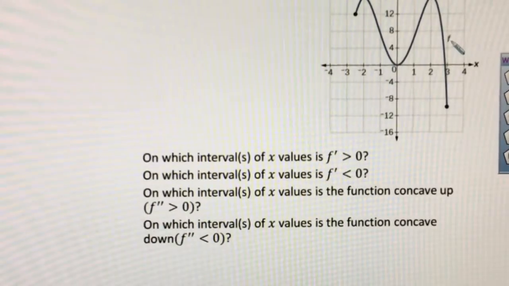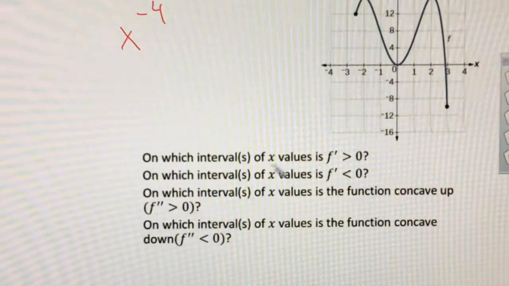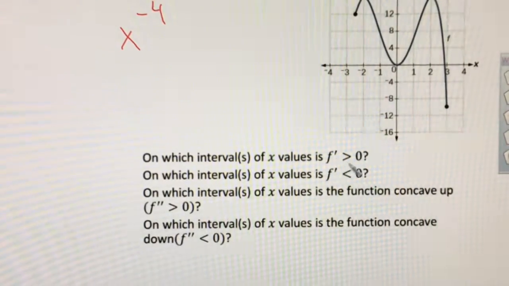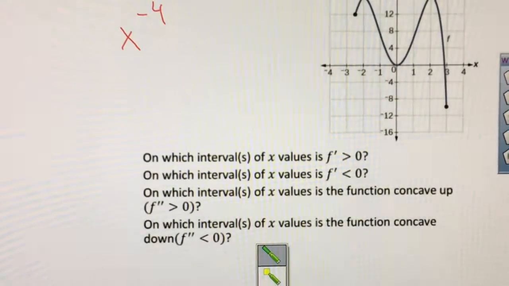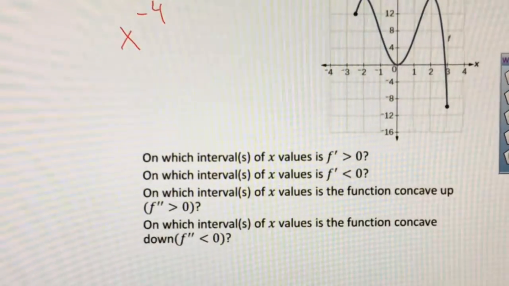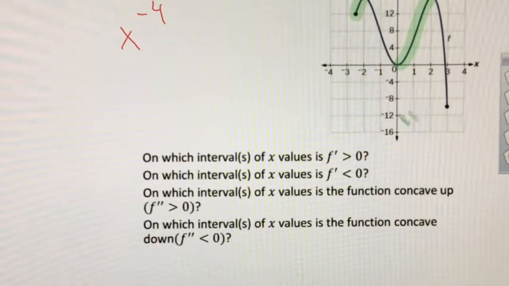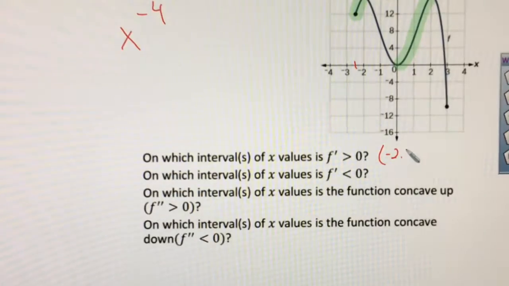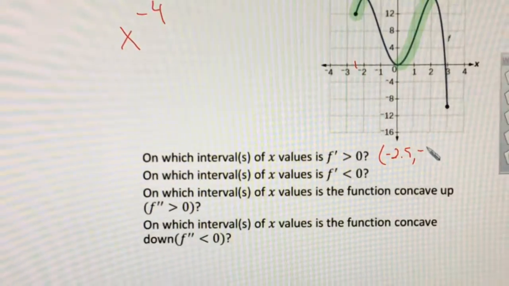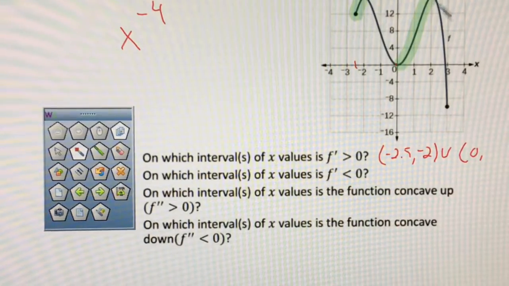I think this says it's f. So this is an upside down x to the 4th. It's basically negative x to the 4th. All right? So that's the graph. It wants to know where the derivative is positive. The derivative is positive where this thing's going uphill. That's where the derivative is positive. So the interval where the derivative is positive is from negative 2.5 to negative 2, union 0 to 2.